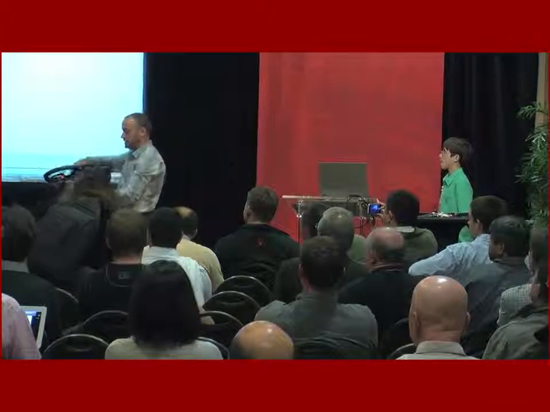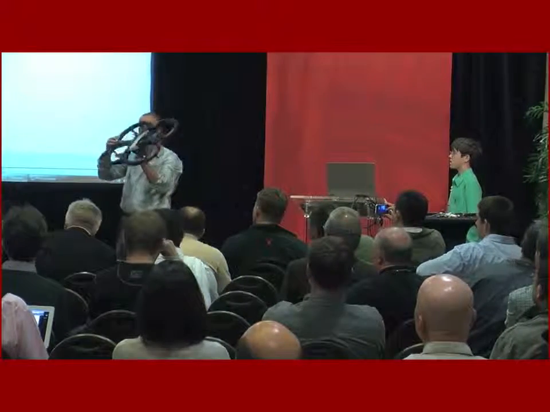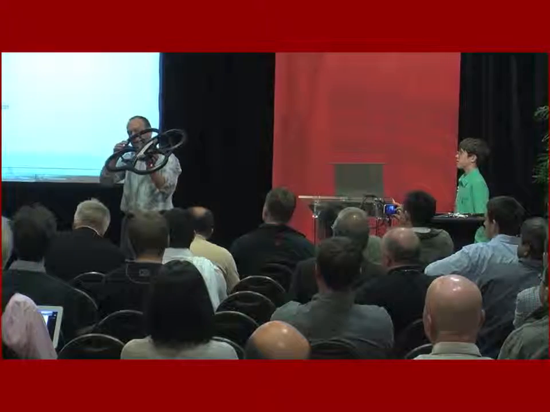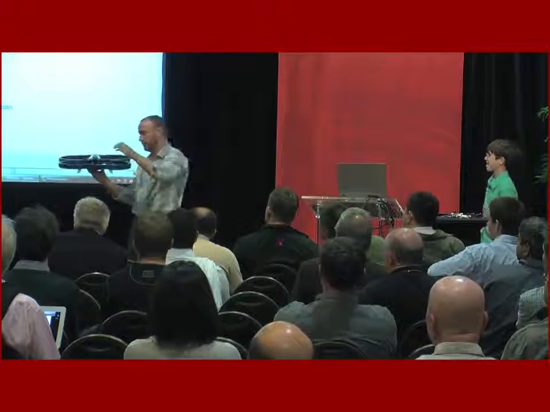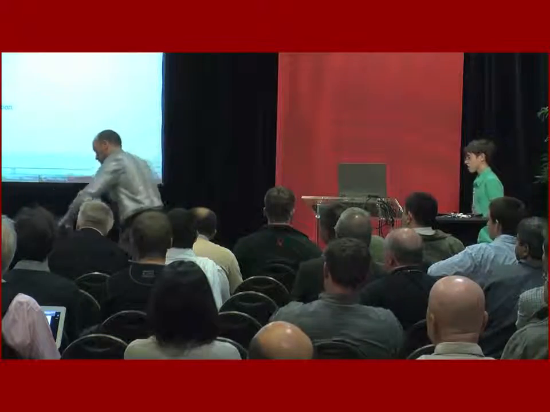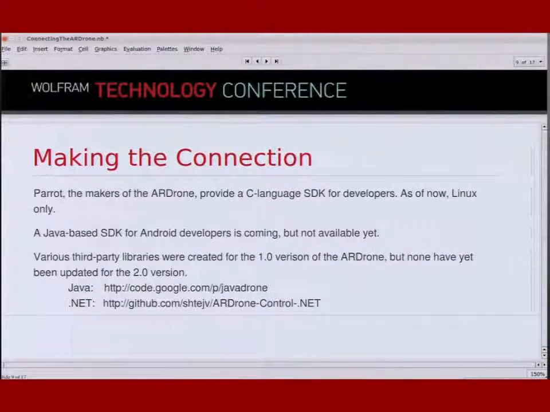And you can take off this outer styrofoam shell for outdoor flying. And it's just this cute little thing with just the 4 rotors. And it really zips around outside without the shell. It really flies well. So Parrot makes the C language SDK available to developers.